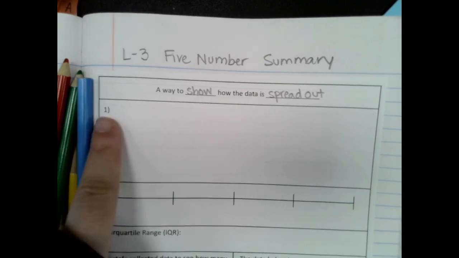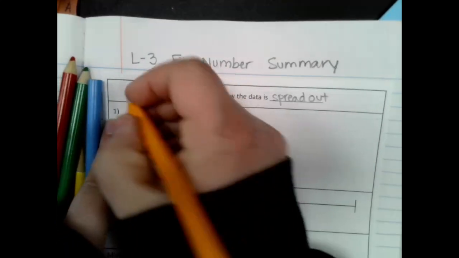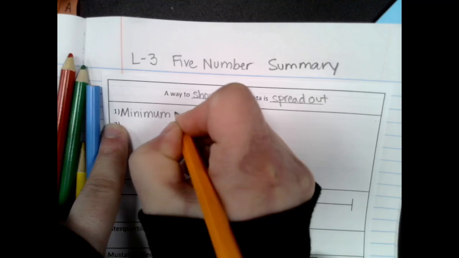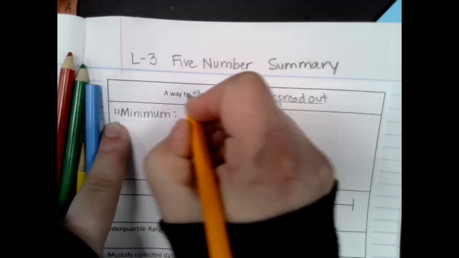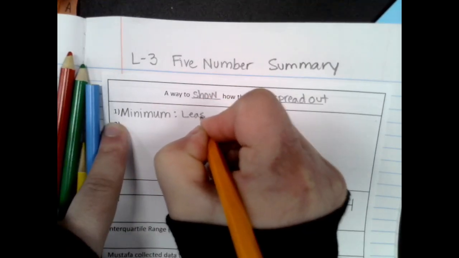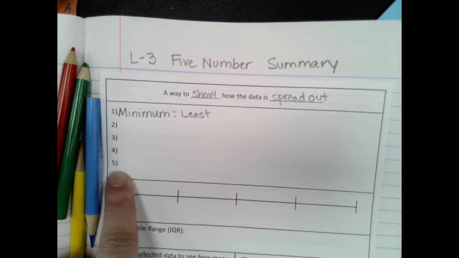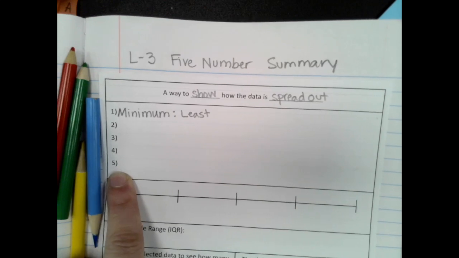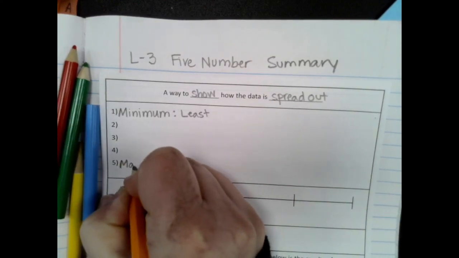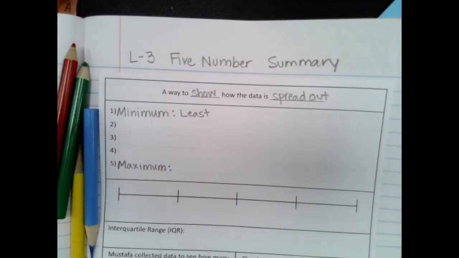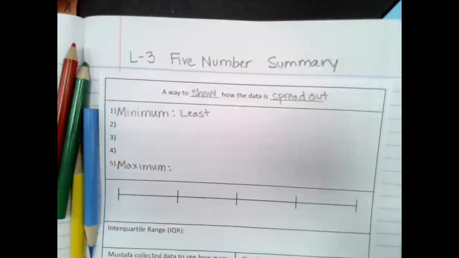So to start off with, our first number is the minimum. What does minimum mean? The least. Good. Which means that number 5, if I jump to 5, what would 5 represent probably? The maximum. So if minimum is the least, maximum is the most or the greatest.